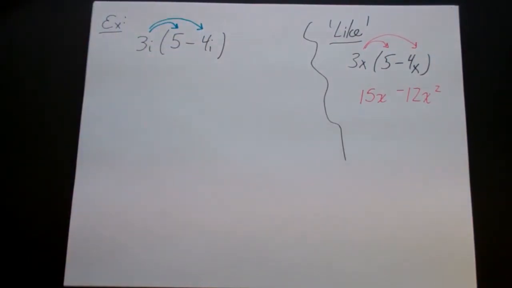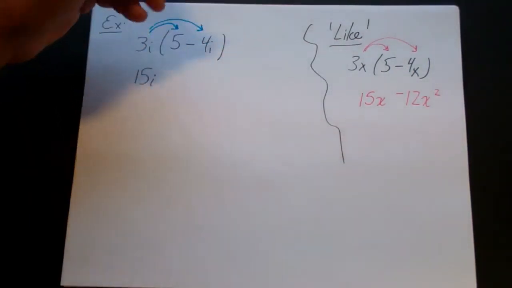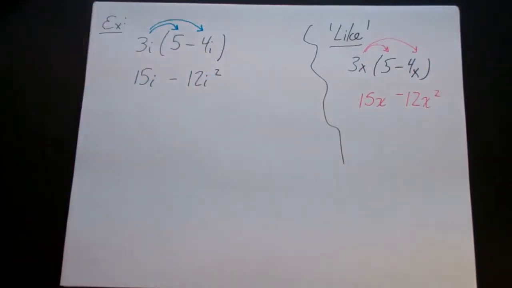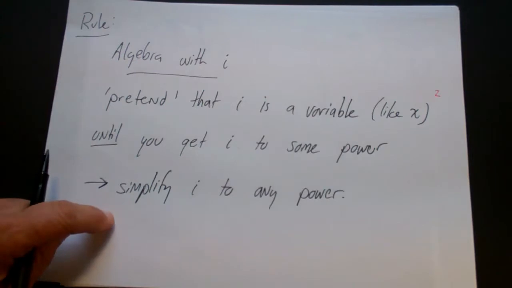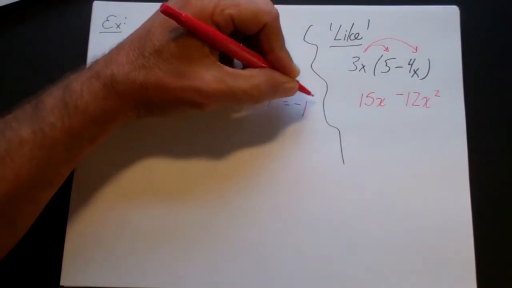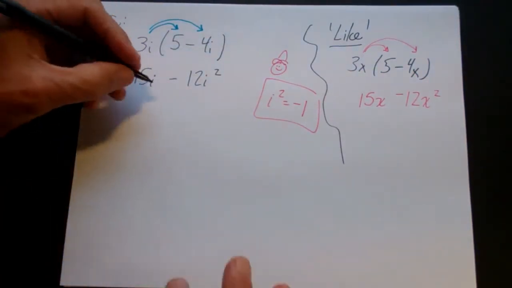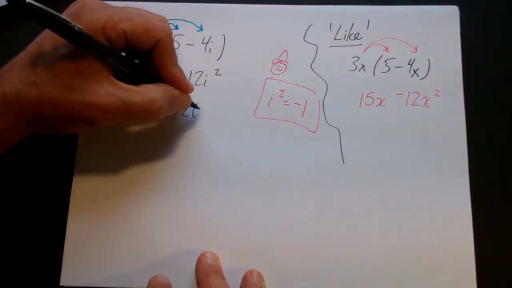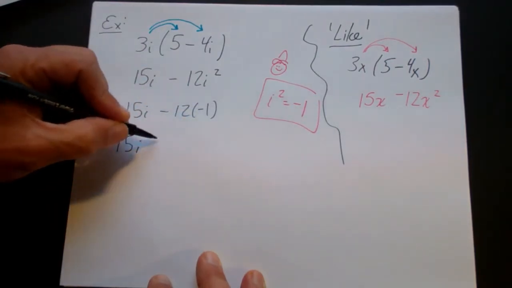Then you distribute, and when you distribute, you get 3i times 5, which is 15i. 3i times a negative 4i is a minus 12i squared. Now if you notice, we're done with our algebra. If these were x's, we would be finished. But now we're going to remember the second part of the rule, and that is anytime you get i to a power, we're going to simplify it. So what is i squared? i squared is something you should have memorized. i squared is minus 1. You want to memorize that. So if i squared is minus 1, then we have 15i minus 12 times minus 1. Negative 12 times negative 1 is a positive 12, so you have 15i plus 12.